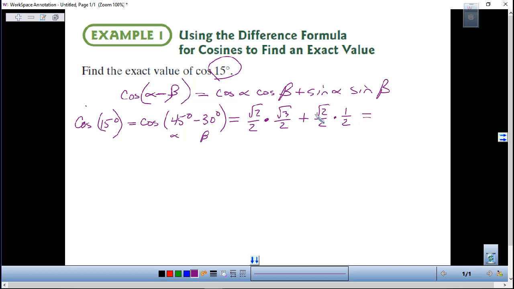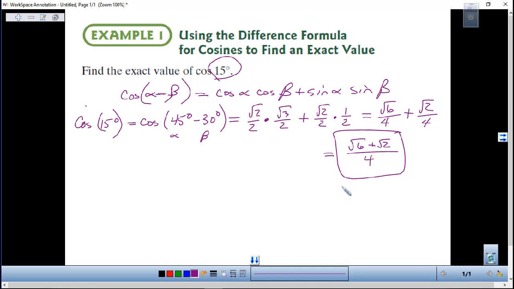Square root of 2 times the square root of 3 gives me the square root of 6 over 4, plus the square root of 2 over 4. And I can put that together, and you want to write this as one term. So we end up with the square root of 6 plus the square root of 2, over 4. And that's the answer you're looking for. So here we find the exact value, not a decimal approximation, which a calculator is going to give you, but there is the exact value for the cosine of 15 degrees.